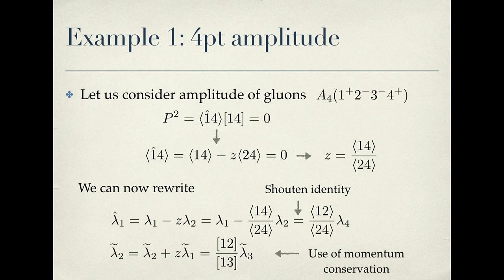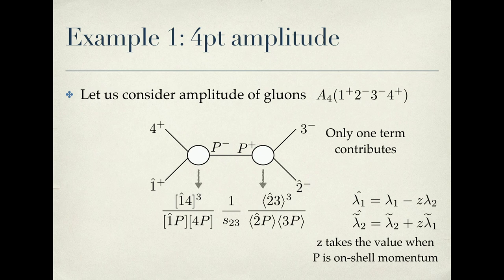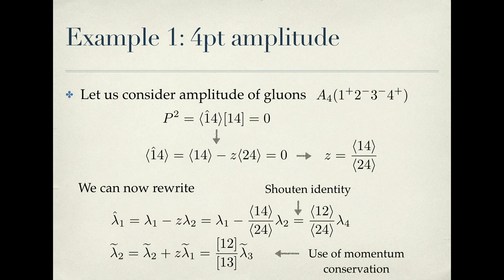Okay, so now we take this value of z, we plug it into these two formulas, and we find lambda 1 hat and lambda 2 tilde hat, because we want to plug them into these formulas, so we have to first find them. And, okay, well, it's a little bit of work, not much, and we get some expressions in terms of these spinor helicity variables. So here I take this, I plug it there, I use these Schouten relations that I introduced before, I do the same thing with these lambda 2 tilde, I put the z here, and I use actually the momentum conservation here. But well, I recommend doing this small exercise, but in the end we arrive at expressions which look like that, and we can just plug them back.